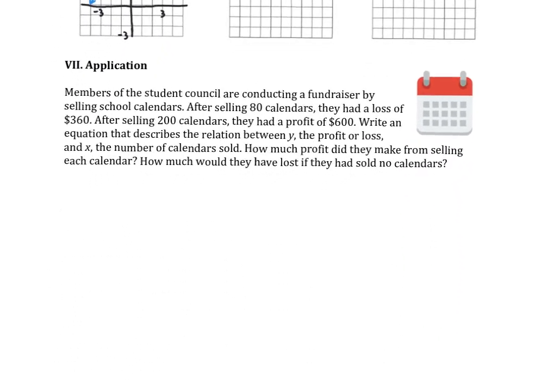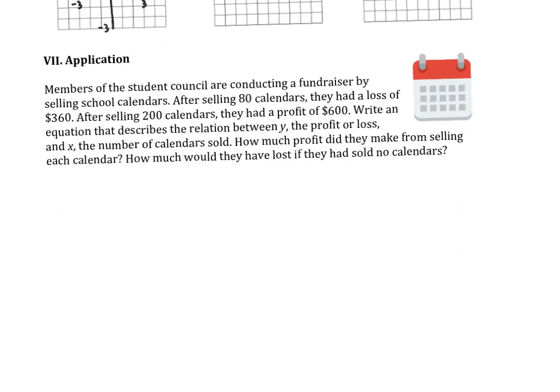Now let's look at the application here. Members of Student Council are conducting a fundraiser by selling school calendars. And after selling 80 calendars, they have a loss of $360. And after selling 200 calendars, they have a profit of $600. So we're going to write an equation that describes the relation between y, the profit or loss, and x, the number of calendars sold. How much profit did they make from selling each calendar, and how much would they have lost if they had sold no calendars?